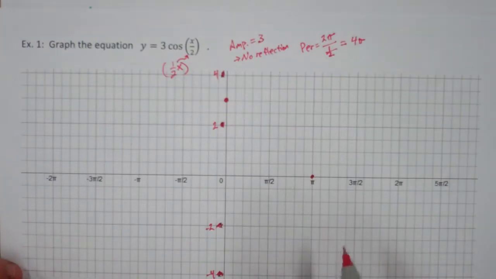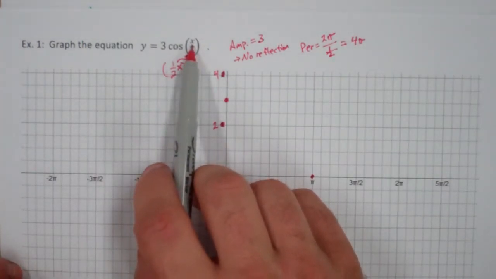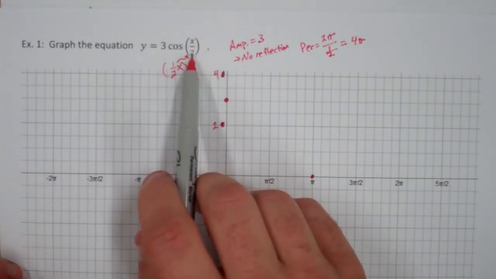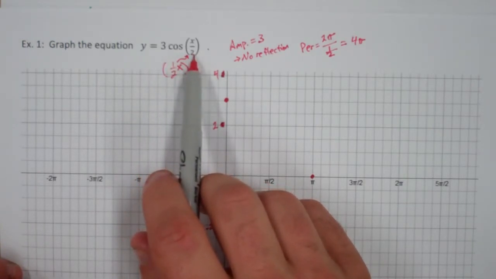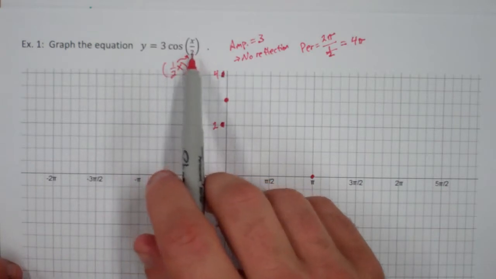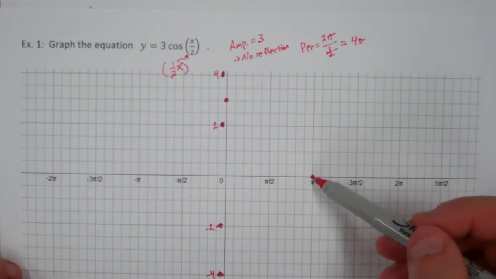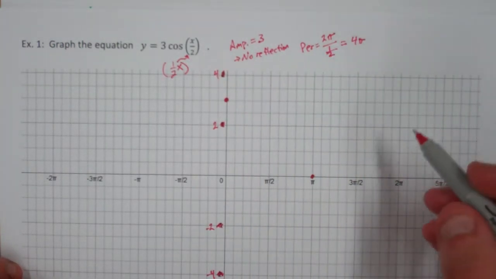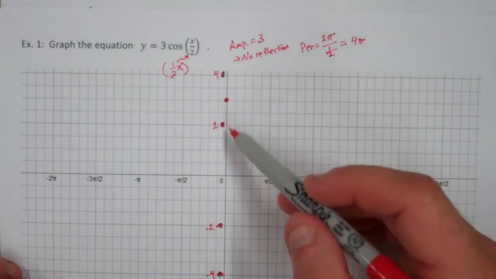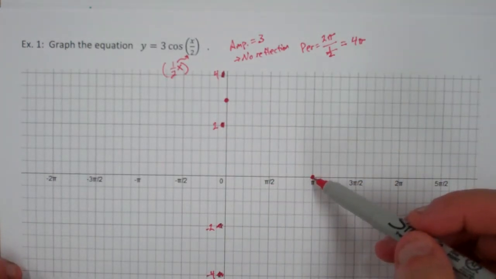If you wanted to see if you were right, you could substitute in pi here, and pi divided by 2, that's just pi over 2, or 90 degrees. And the cosine of pi over 2, or 90 degrees, is 0. 3 times 0 is 0. So we should have a y value of 0 at pi if we substitute into the equation. We now can see maybe the first quarter of this graph.